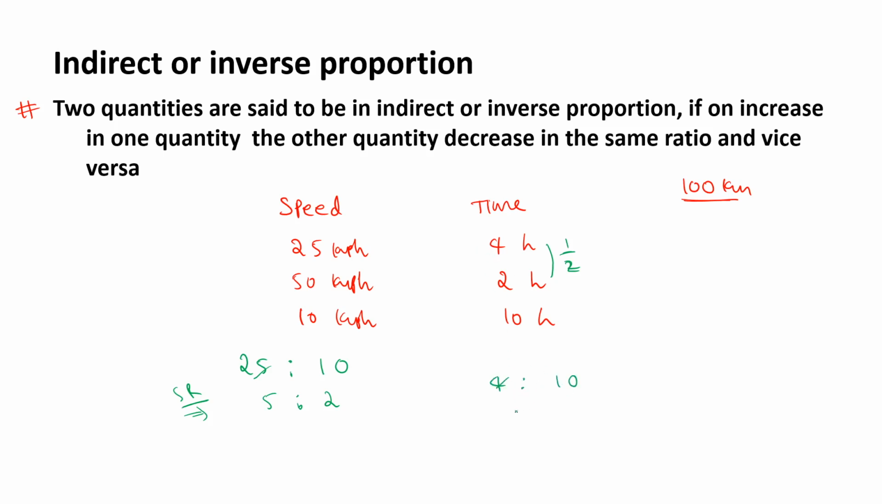When it is simplified, it is in the ratio of 2:5. The time was in 2:5. When the speed was decreased in the ratio 5:2, the time increased in the ratio 2:5.